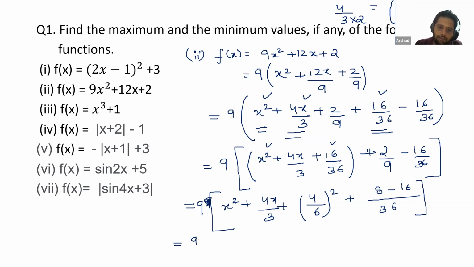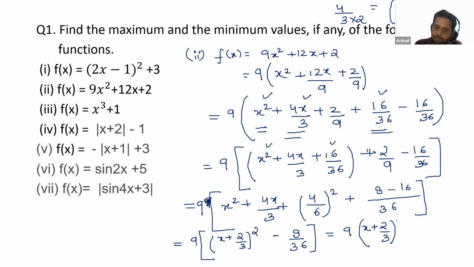Here you will get 9. And here you will get what? a plus b whole square: x plus 2 by 3 whole square. And here 8 minus 16, you will get 8 by 36. Open the bracket. So you will get 9 times x plus 2 by 3 whole square, minus 9 into 8 by 36.